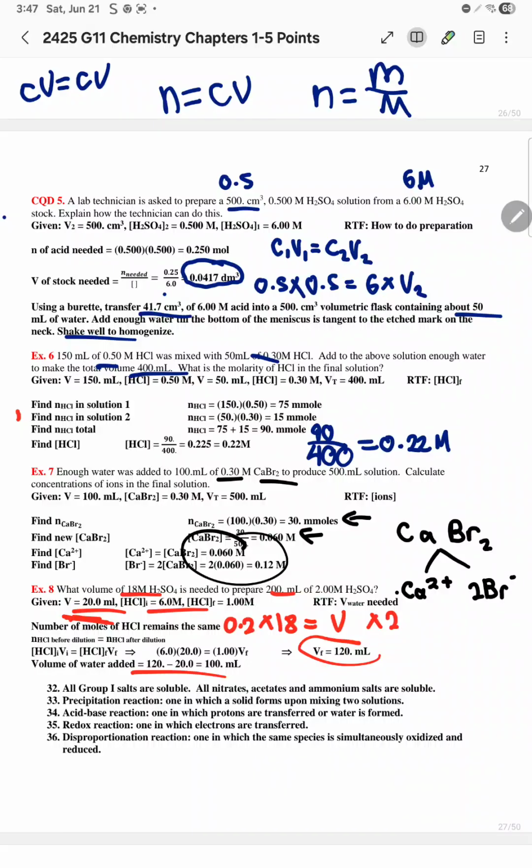Anyways, it's fine. And now we need to read these. They're just some reminders. All group 1 salts are soluble. All nitrates, acetates, and ammonium salts are soluble. These were the solubility rules we took in chapter 3 and topic 11 in the grade 10 material.